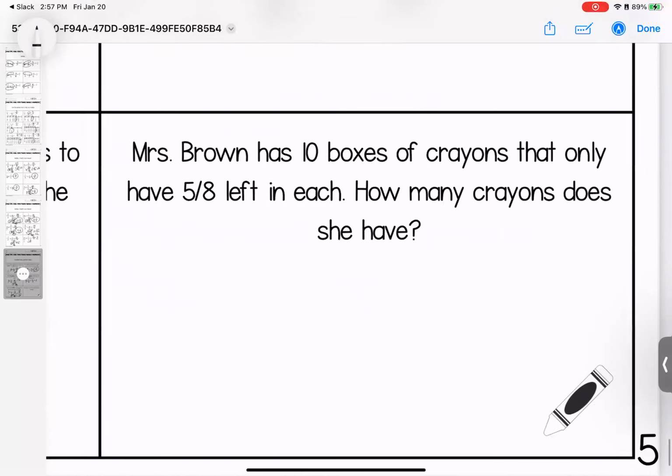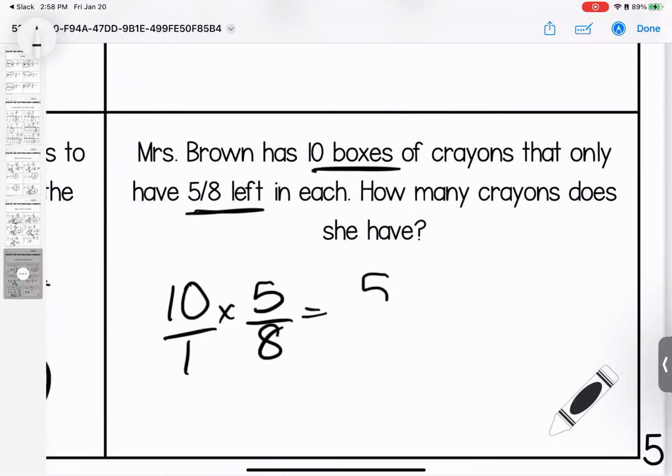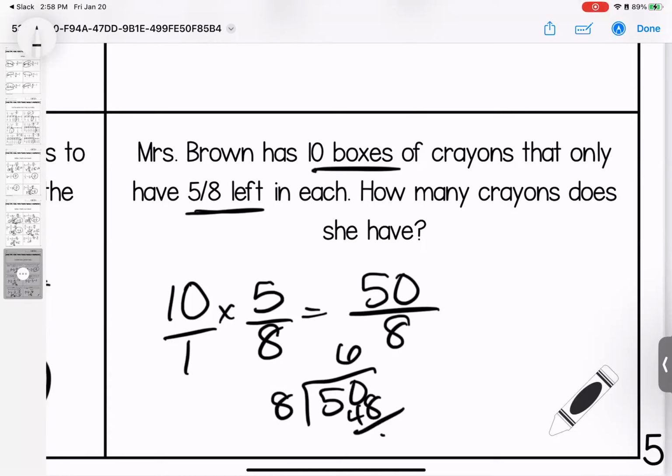And then our last one is Mrs. Brown. She has 10 boxes of crowns that each have 5/8 left. How many crowns does she have? So 10 boxes, each have 5/8 left. 10 times 5 is 50. 1 times 8 is 8. Divide to simplify. 6 times 8 is 48. There's 2 left, so there's 6 full boxes and 2/8 of a box left.